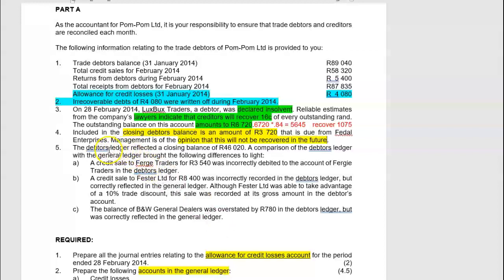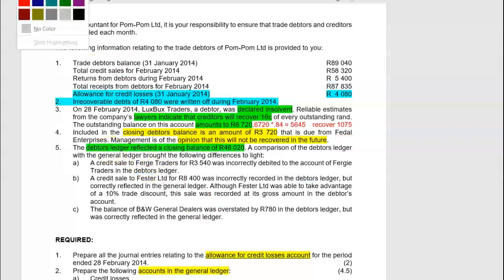Good. Then the debtors ledger reflected a closing balance of 46,020. What does that mean? It means when I actually extract a list of all my debtors out of the debtors ledger with their balances and I add all those balances together, it gives us 46,020.